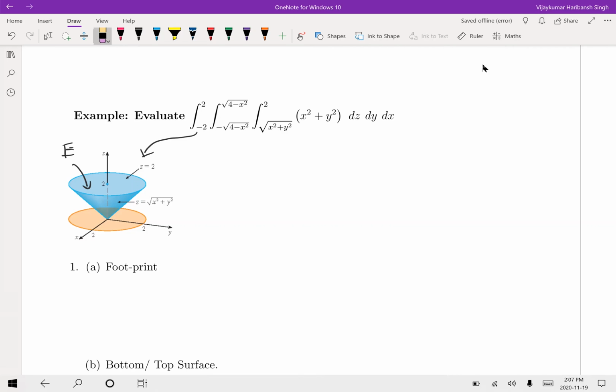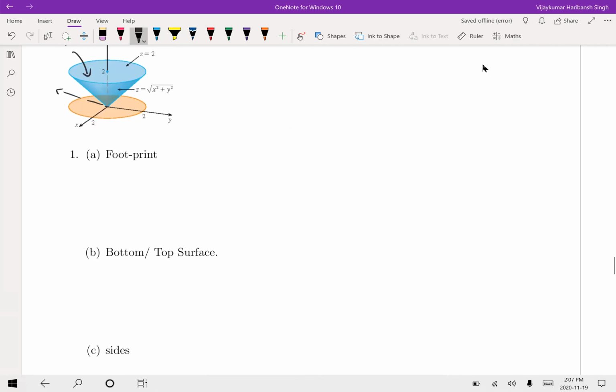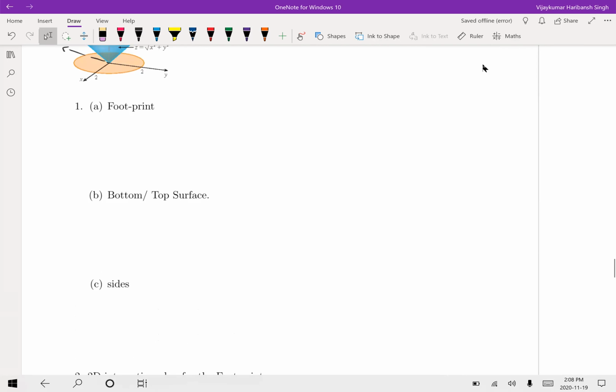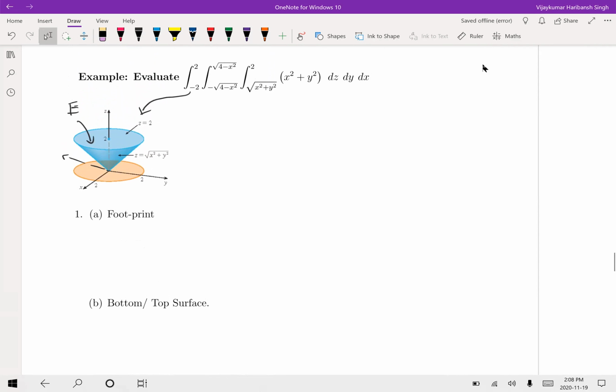So how do we go about it? First of all, when you look at it, you can see the projection of it into the xz plane, and that seems to be a circle, right? So again, we'll go z first, draw the footprint, bottom and top, then look at the sides, and then have 2D integration of footprint, and then do the computation. All right, so let's embark on that.